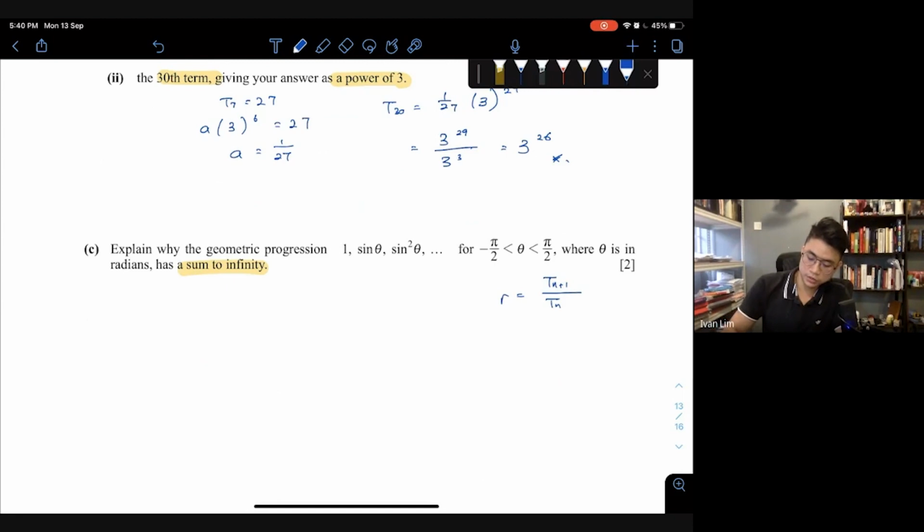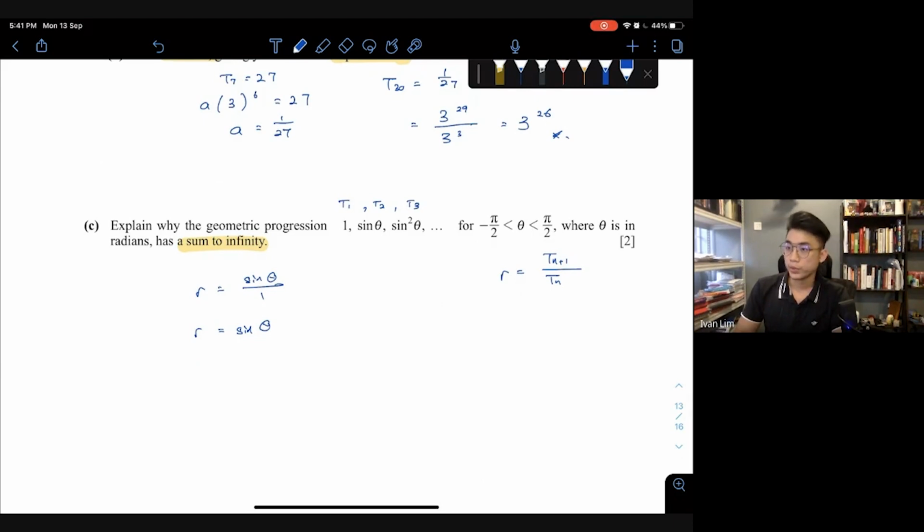So in this case, your Tn plus 1, that means your next term, or we can say according to this progression, the second term is sine theta over the first term, sine theta over 1. This is term 1, term 2, term 3. You take term 3 divided by term 2, also the same thing. So R equals sine theta.